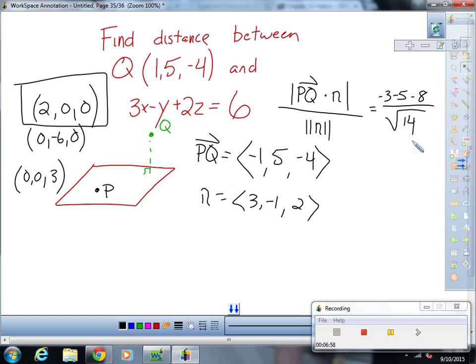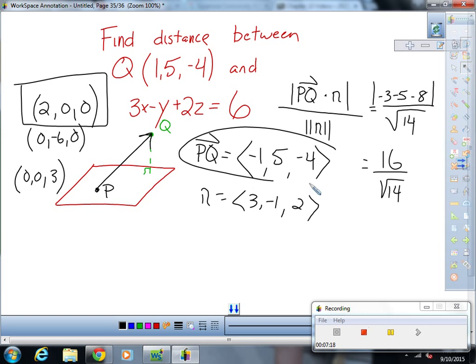So you can just leave that as, excuse me, got to have absolute value there. Let's see, 16 over radical 14 is the distance between the point and the plane. So what we did, we found this, and then we found the projection of PQ onto N. That's this, and that is the same as that. Boom!